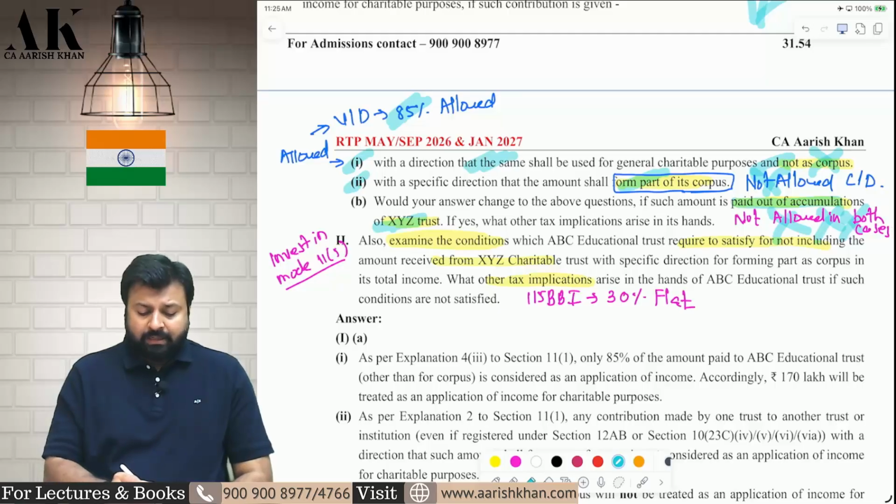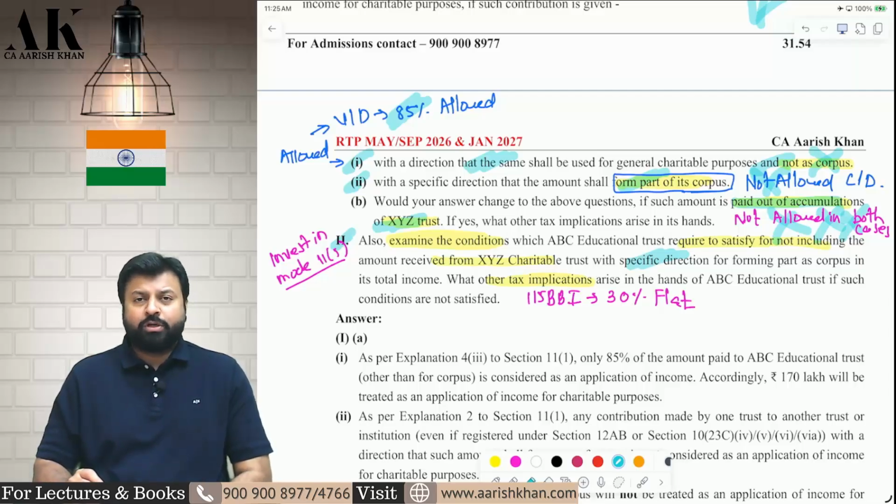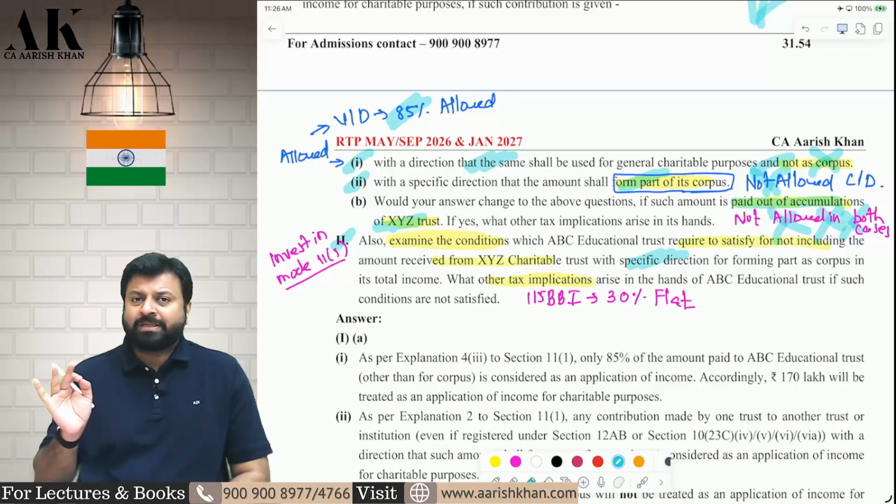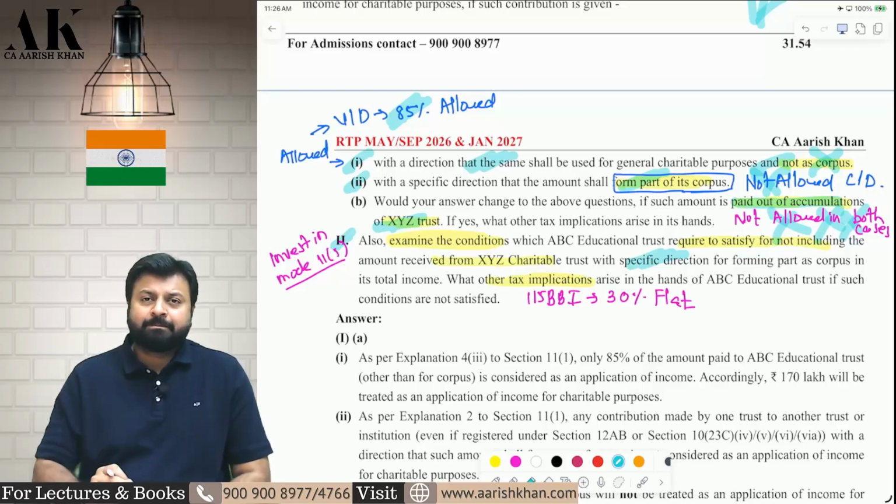Next, part 2. The trust has received some corpus donation. We are supposed to identify what are the conditions subject to which corpus donation will be exempt, and what if they do not fulfill the condition, then what will happen. If you receive any corpus donation from any person as a trust, it will be exempt only if you deposit that corpus donation in the mode specified in 11.5.